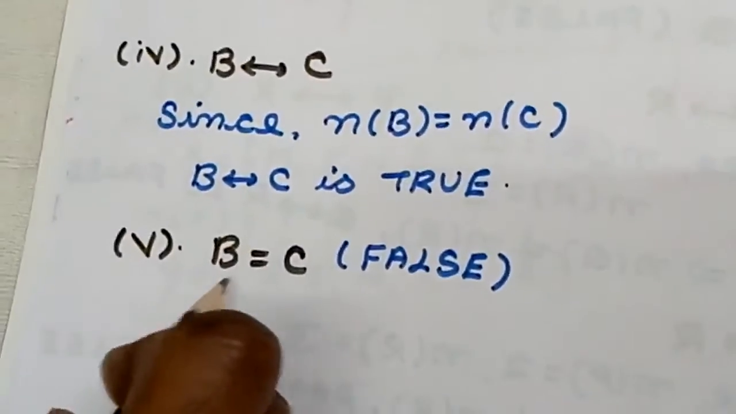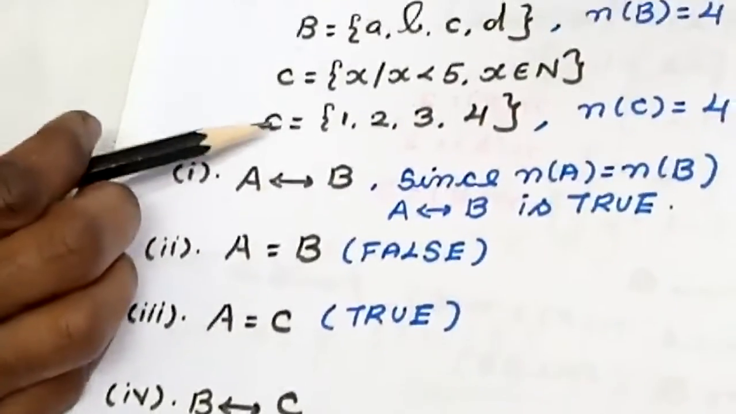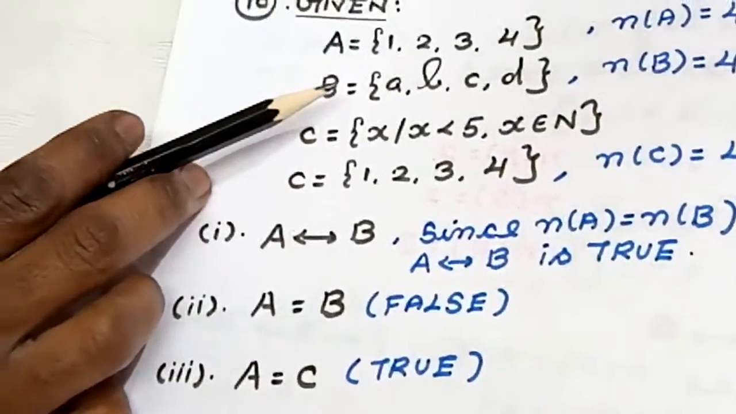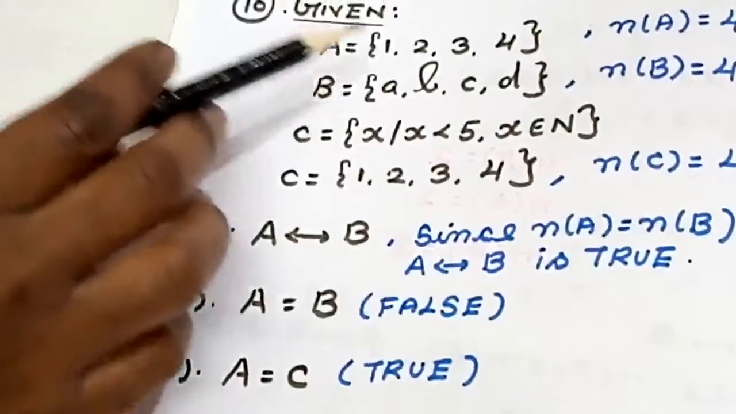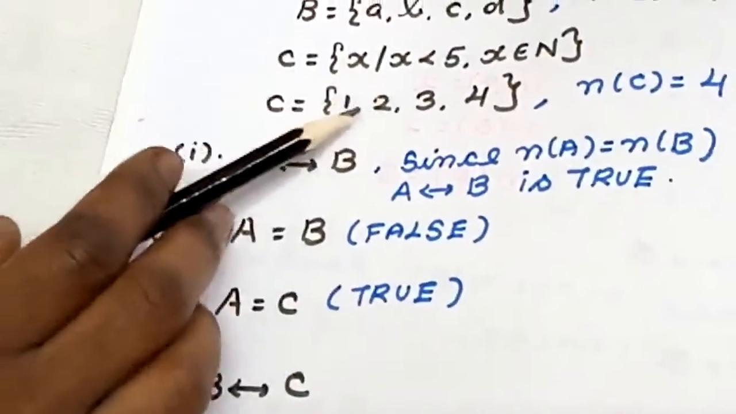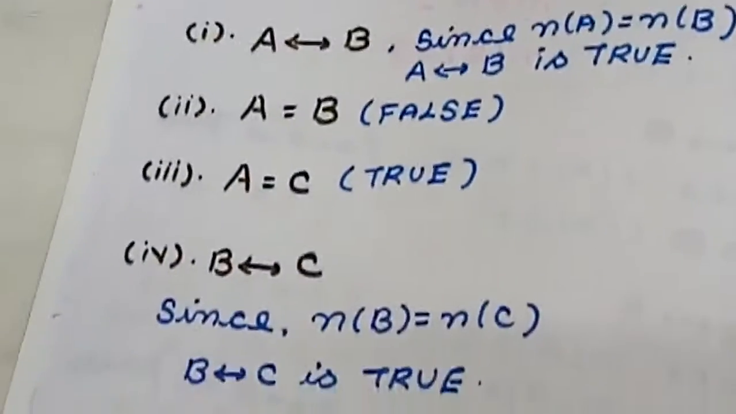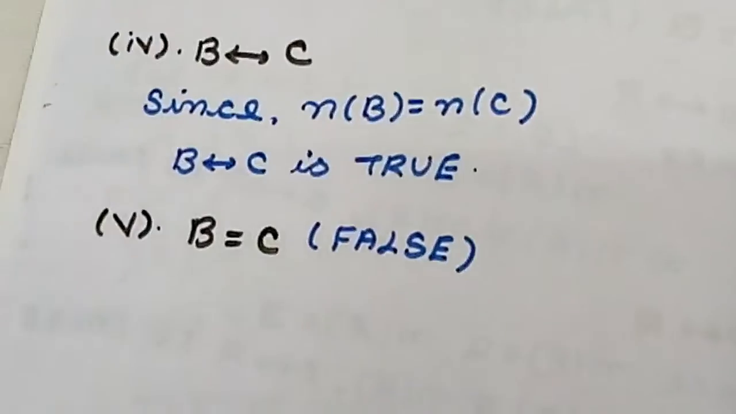The last one, B equal to C. If you see the sets B and C, inside the set B you are having the elements a, b, c, d, and inside the set C you are having the elements 1, 2, 3, 4. So the elements are not same. So the fifth condition is also false.